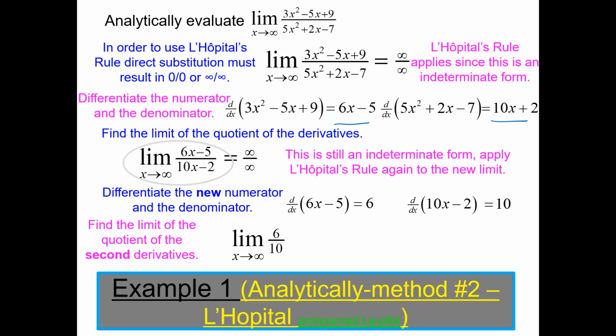Now I'm going to do 6 over 10. You can reduce it, which ends up with 3 over 5, which is the same thing as if you're doing the horizontal asymptote rules, or if you simply divide by the largest exponent.